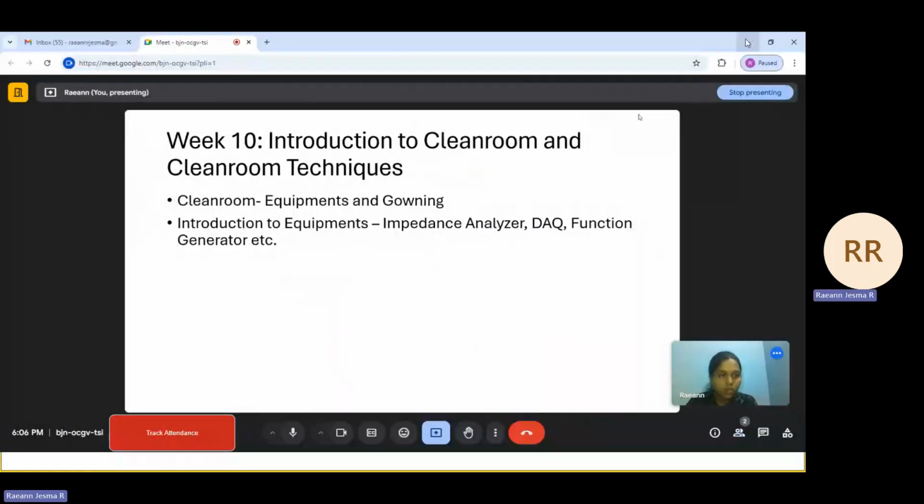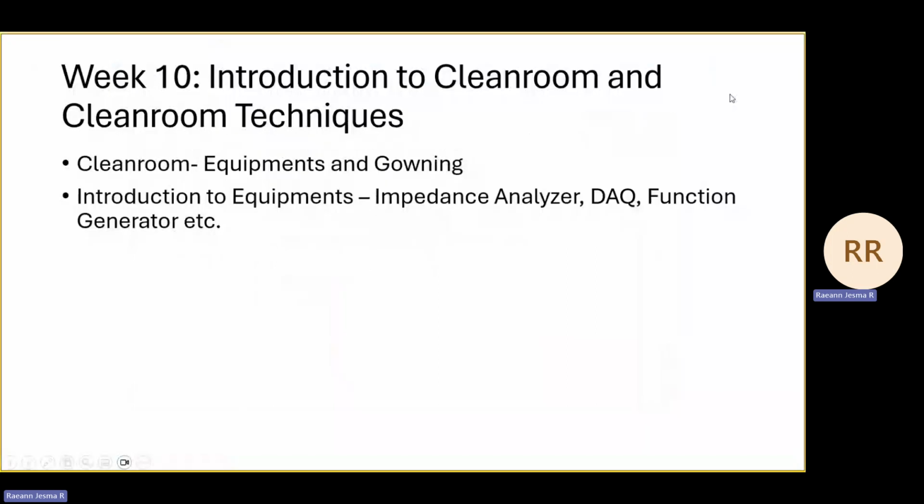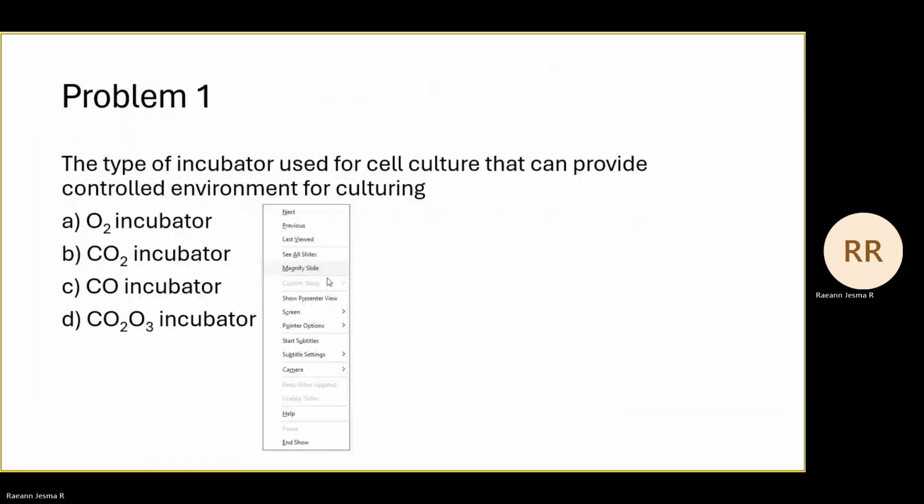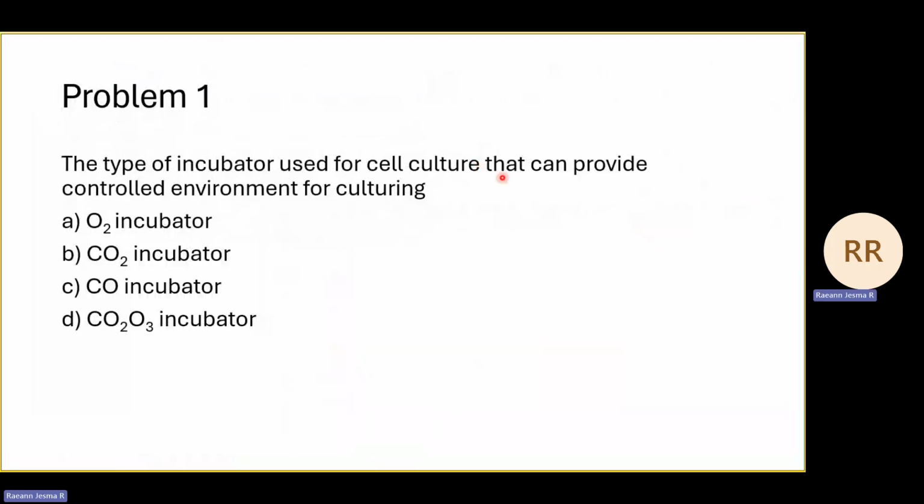So now we can start with the problems. Problem 1. The type of incubator used for cell culture that can provide controlled environment for culturing is: option A, O2 incubator; option B, CO2 incubator; option C, CO incubator; option D, CO2 O3 incubator. So, which is the correct answer for this question?